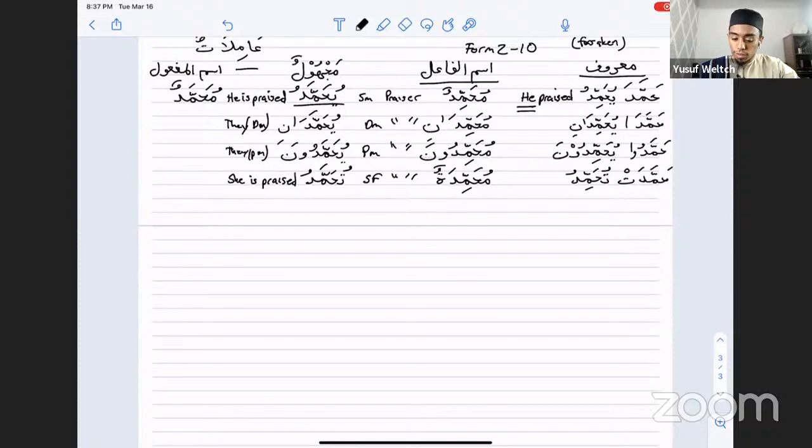Right? So if we wanted to just use any example, let's use, for instance, form 3, nafaqa. Remember, form 2 to 10 is made from the present tense. Right? So nafaqa yunafiqu. Yunafiqu means he is a hypocrite.